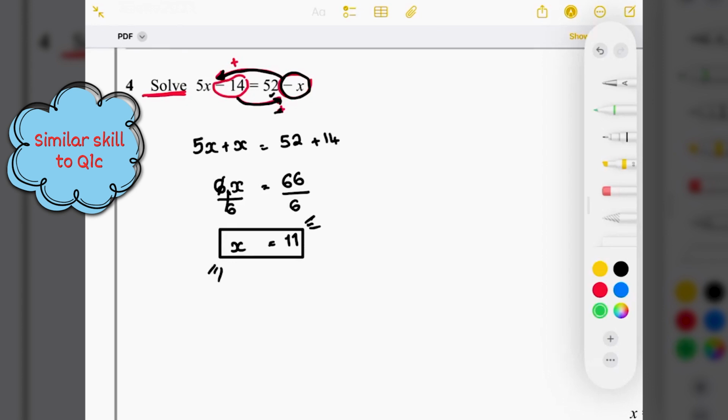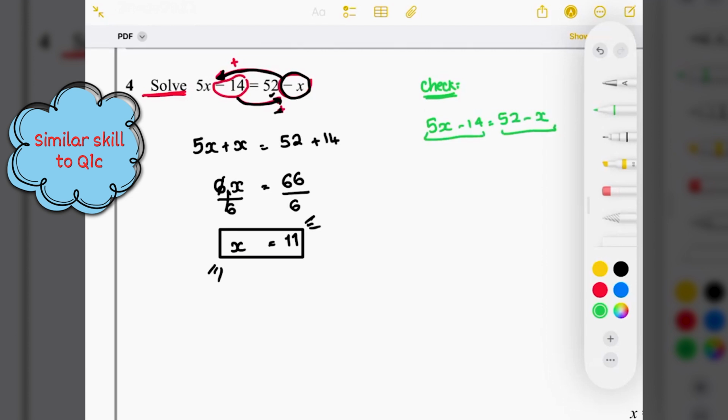Now, how could you check your answer? Let's put it here on the side, because obviously you want to know how to check your answer. That's the difference between getting marks and losing marks. So to check my answer, I put 11 in. So I've got 5x minus 14 equals 52 minus x. I'm going to put the 11 in, which means that this side should equal that side.